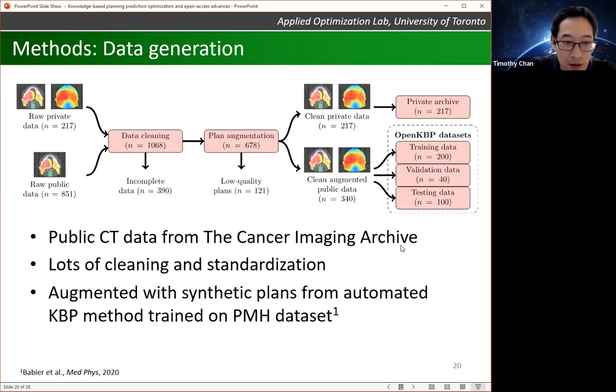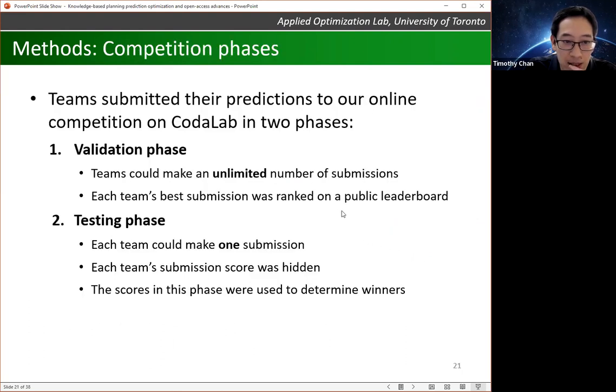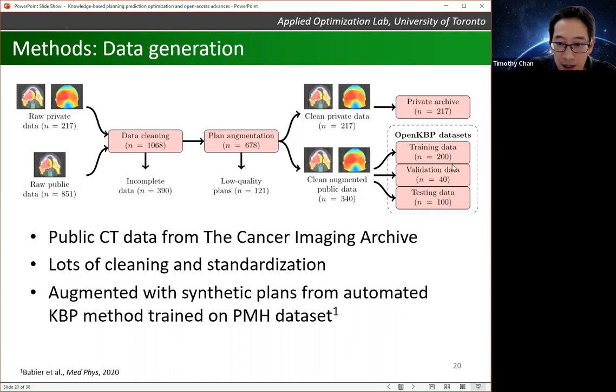Okay. So how did this proceed? We made our training data available on this online platform, Codalab. We would give everyone access to this data, and we would let everyone develop whatever machine learning model they wanted for dose prediction. And then during the validation phase, teams could make submissions to our competition website, and there would be a leaderboard. These submissions would be evaluated on the validation data.